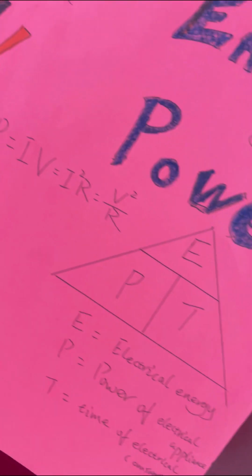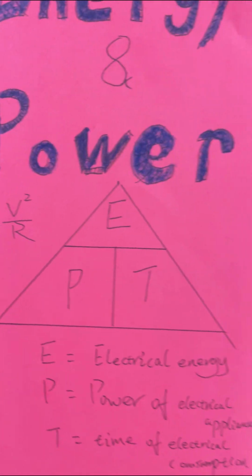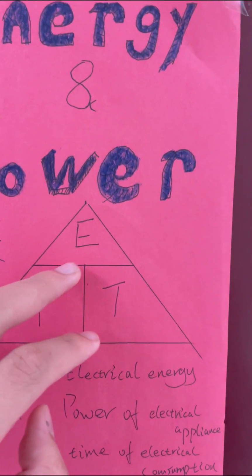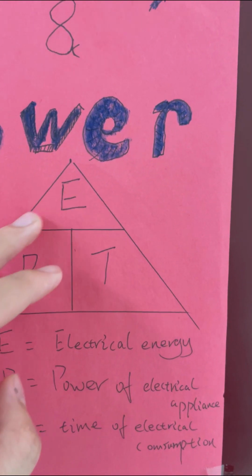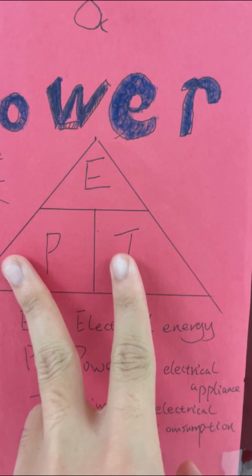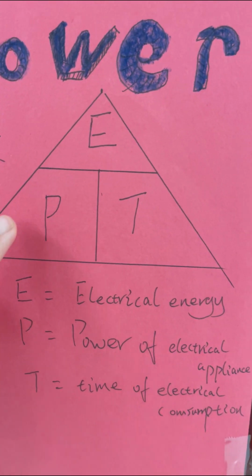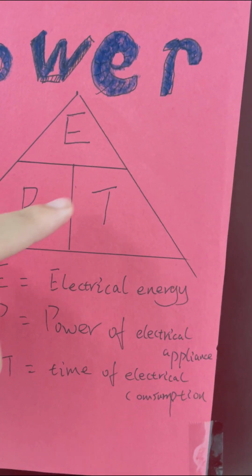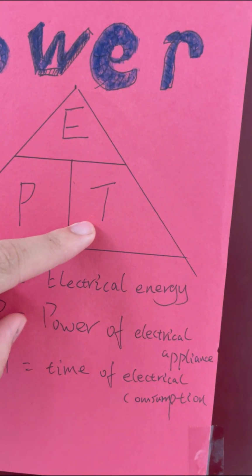We have our unit from our formula for total energy. We are looking for this little triangle here, and we need both, that means we need the power of the electrical appliance and the time of the electrical operation.